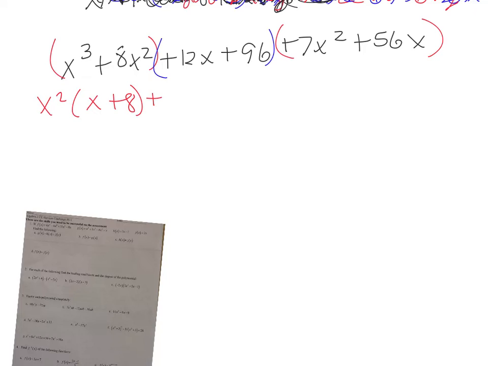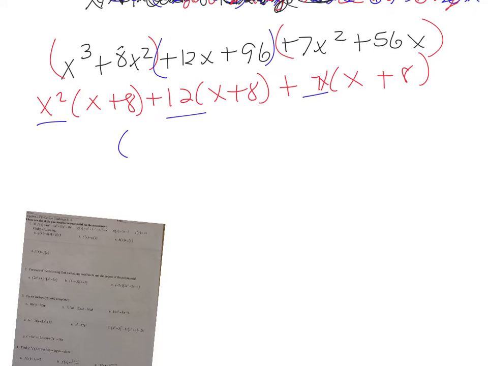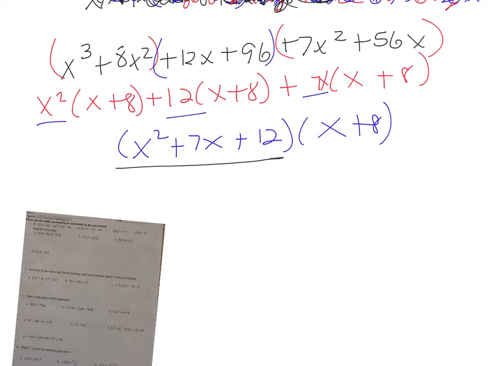Plus, the GCF of the next group is 12 times x plus 8. Plus, the GCF of this last group is 7x times x plus 8. All right, so now our one common factor is x squared. I'm going to put this in the right order, 7x plus 12, and then x plus 8. And in this parentheses here, I have to do master product. So I multiply the first times the last, I get positive 12x squared. What multiplies to 12 and adds to 7 is 3x and 4x, and same signs, they're both positive. So bring down the x squared and bring down the plus 12.